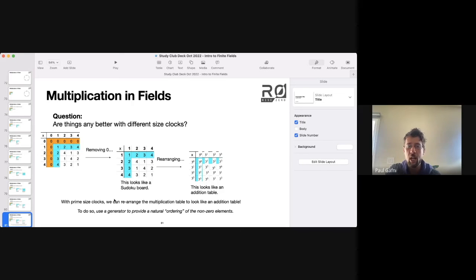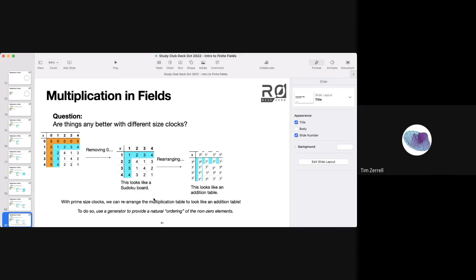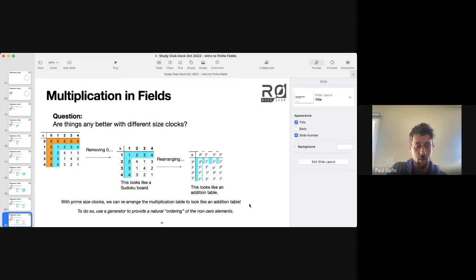And if I fully rearrange my multiplication table in terms of... by the way, sorry, what? There's a hand raised, by the way. Oh, great. Yeah, let's hear the hand. Thank you, Tim.